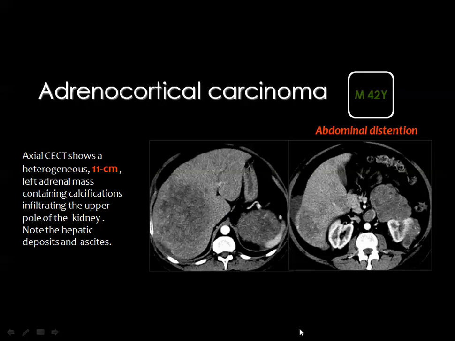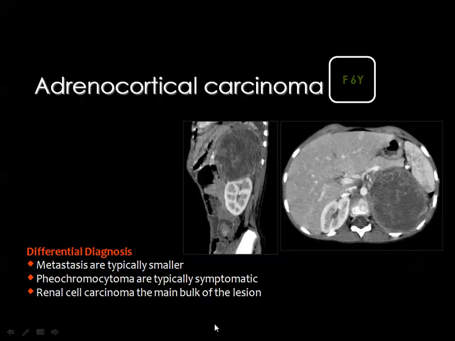Then this is an example of a big mass in the left suprarenal gland with a large metastatic deposit in the liver. This mass represents an adrenocortical carcinoma. So you can see some ascites along the hepatic contour.